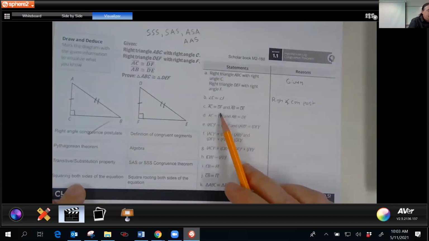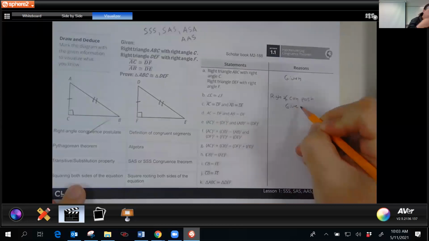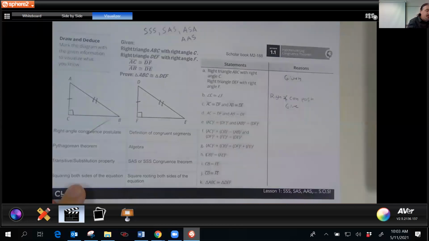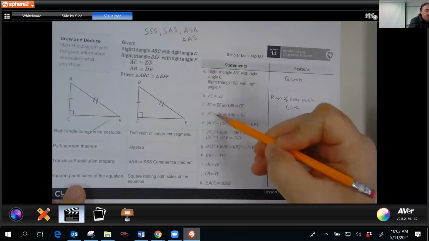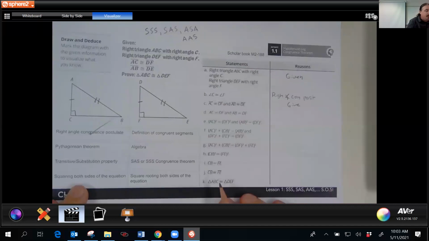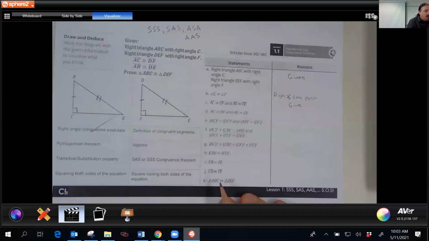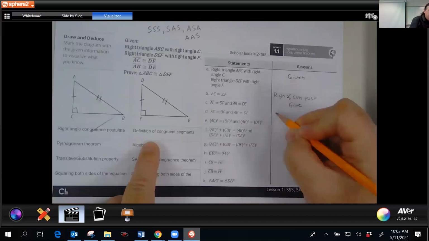AC is congruent to DF. AB is congruent to DE. Well, that's our given again. And notice what's changed. We went from a congruent symbol to an equal symbol. Whenever we see that, we're talking about the measures of those segments. So it's going to be the definition of congruent segments.